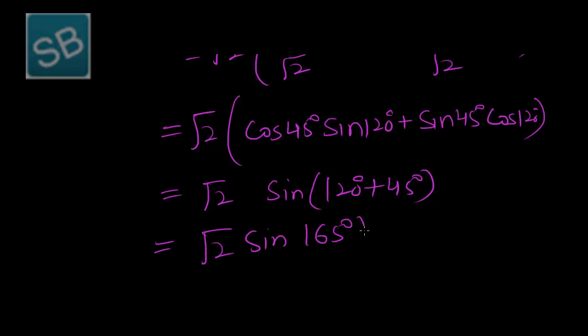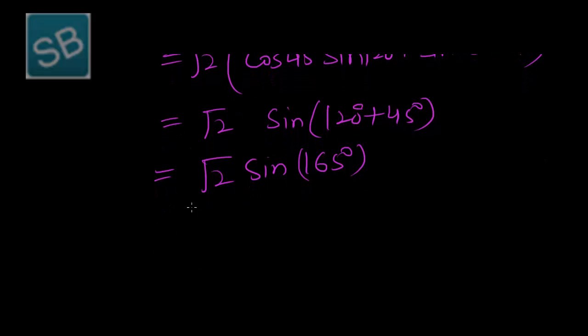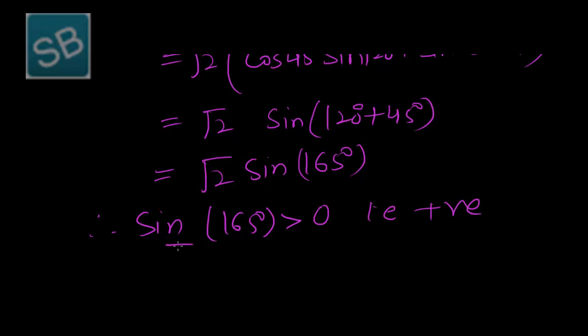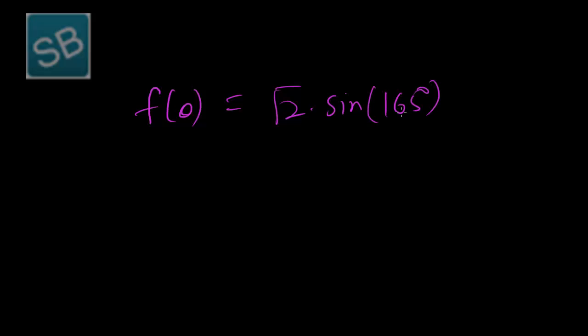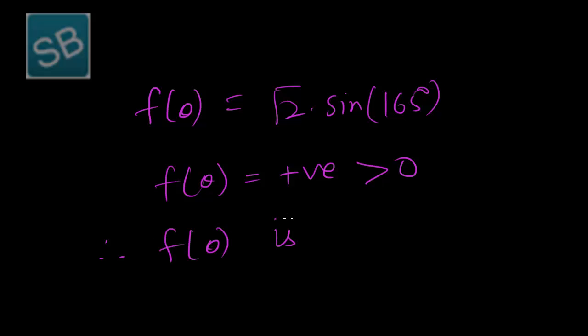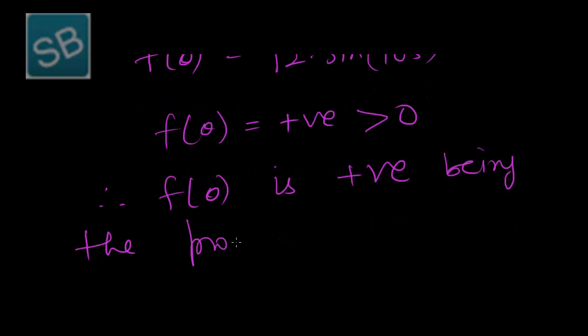sin 165 degree, as sin 165 degree lies in the second quadrant. Therefore, sin 165 degree is greater than 0, that is positive. And root 2 is always greater than 0, that is positive. Therefore, the product of two positive functions is positive. So as f of theta is the product of two positive functions, that is root 2 and sin 165 degree, therefore f of theta is positive, that is greater than 0. So f of theta is positive, being the product of two positive functions.